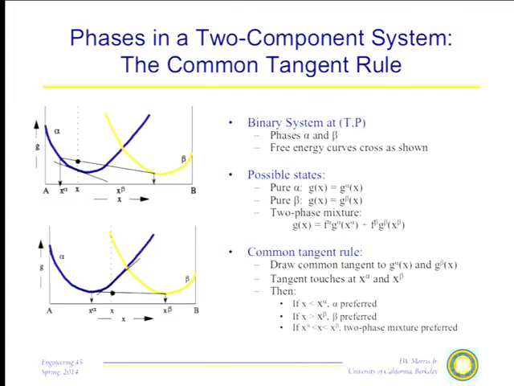So we ask ourselves, what does the system want to do thermodynamically? Does it want to be in phase alpha? Does it want to be in phase beta? Or does it want to be in some mixture of the two? And if it wants to be in a mixture of the two, what are going to be the compositions and fractions of those two phases? Well, we can easily find that if we happen to know these free energy curves. We find it in the following way.